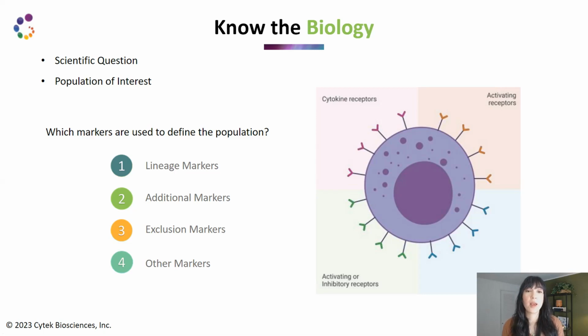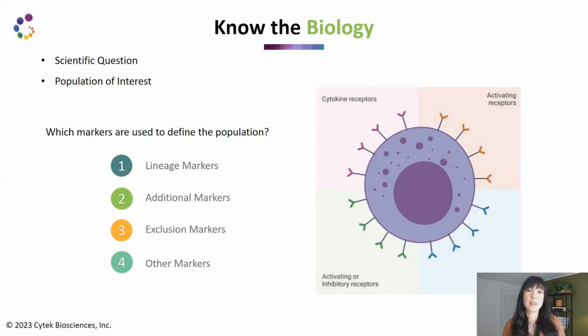If you're interested in exclusion markers, you may not include these, but if you would like to exclude certain subtypes from your panel, let's say I only want to look at T cells and I don't want to look at B cells, I may include a B cell marker as an exclusion marker so that I can remove those from my analysis.